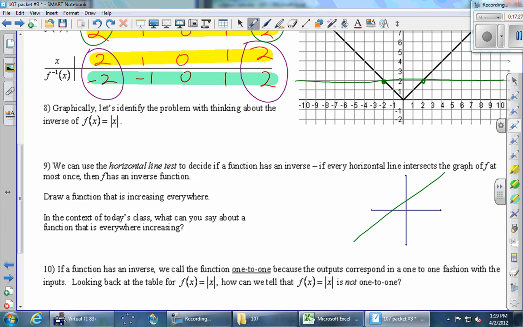How about something like that? Does it have to be a straight line to increase the whole time? No. So let's be creative. Increasing, but then kind of like that. Is that increasing the whole time? That's fine. All right, keep going, Connor, in the context.